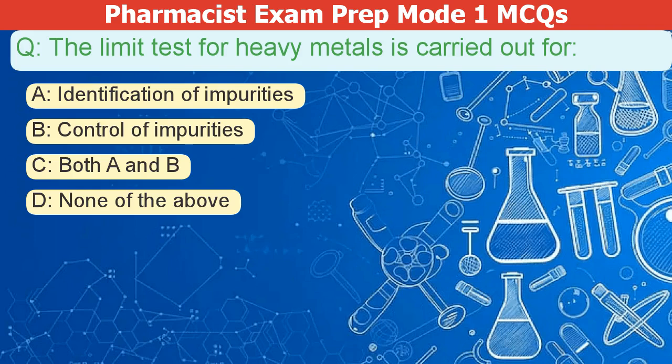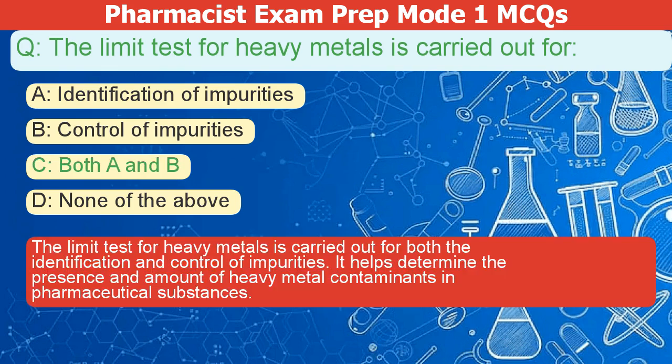The limit test for heavy metals is carried out for A. Identification of impurities. B. Control of impurities. C. Both A and B. D. None of the above. The correct answer is C. The limit test for heavy metals is carried out for both the identification and control of impurities. It helps determine the presence and amount of heavy metal contaminants in pharmaceutical substances.